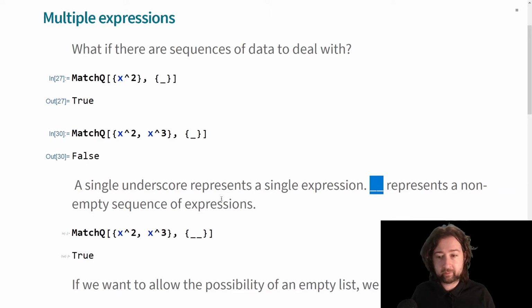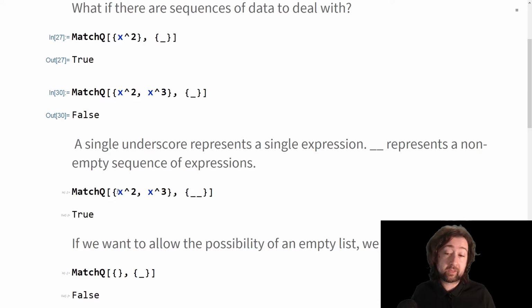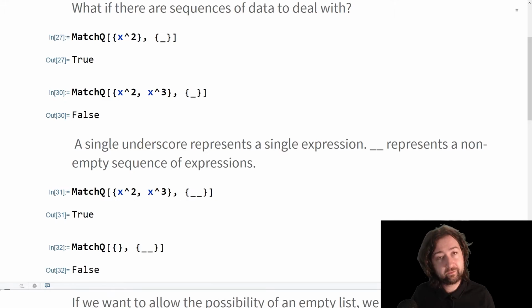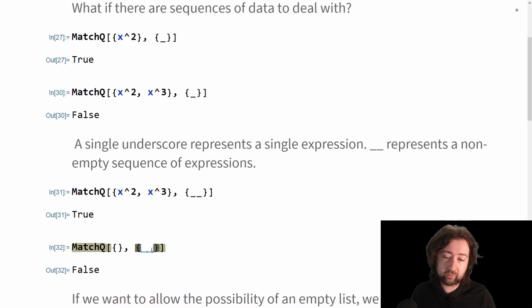Double underscores represent non-empty sequences of expressions. So if I ask MatchQ, do you match x squared, x to the third as a list with a sequence of objects inside that is not empty, then the answer is true. However, if I asked it, is this true? The answer is false, because what Mathematica is looking for is any number of objects inside that list as a sequence unless it's empty.